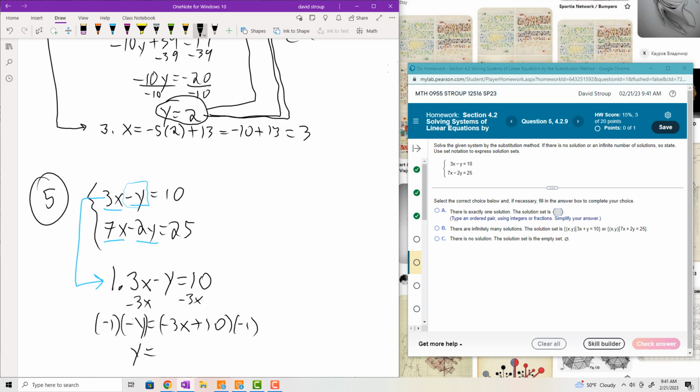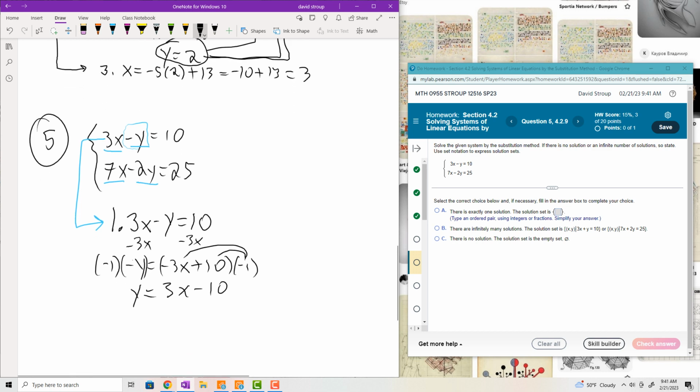And we'll get y equals. On the right side, I have to distribute the negative 1. So I have 3x minus 10. Okay, so now it's a nice form. I can do my substitution. I'm going to plop it into the unused equation. That'll be my second step.